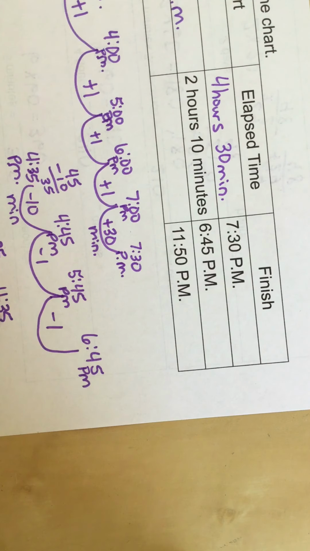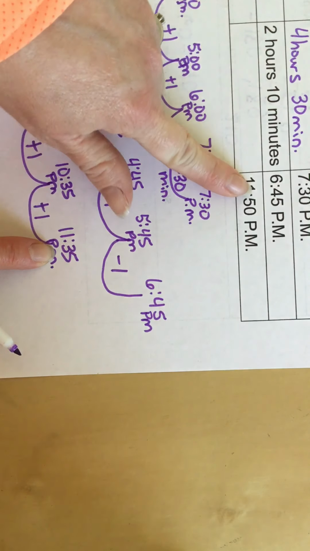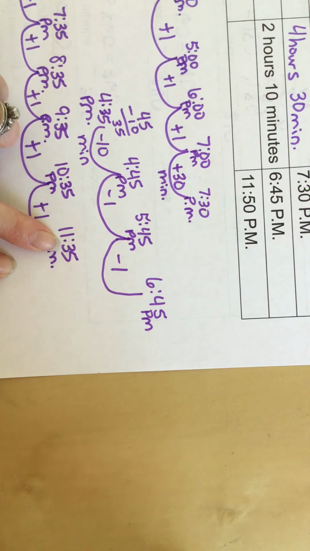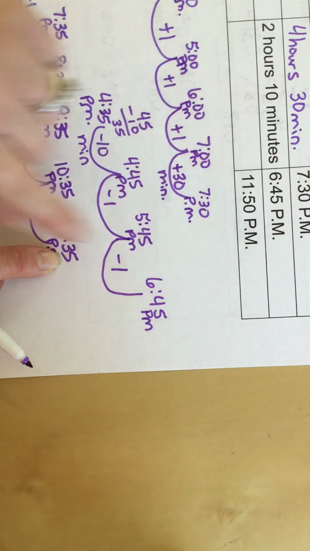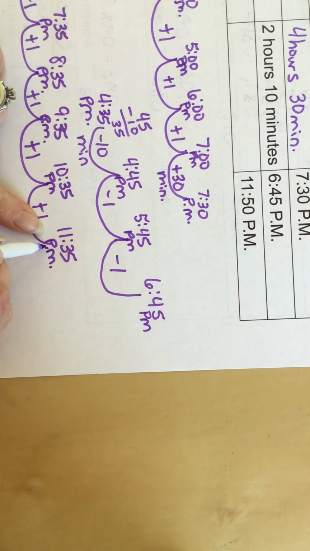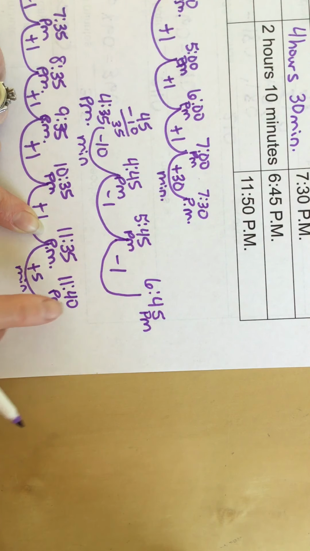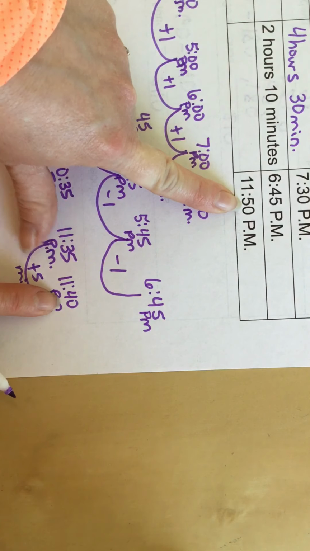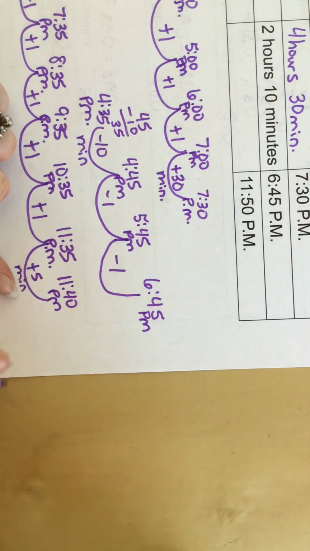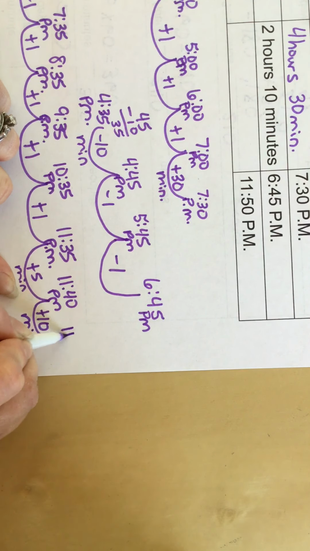So now I need to get 11:35 to 11:50. So I have to think, what am I going to add? I'm going to add 5 so I can make my minutes end in a 0. So I'm just going to add 5 minutes right now. And I get 11:40 p.m. This makes it a little easier, and now I know to get from 40 to 50, I need to add 10 more. So I'm going to add 10 minutes and get 11:50 p.m.